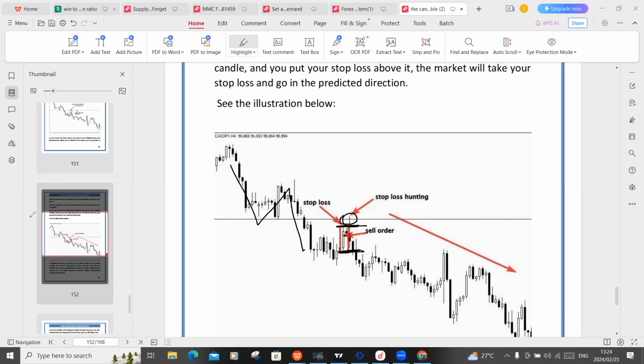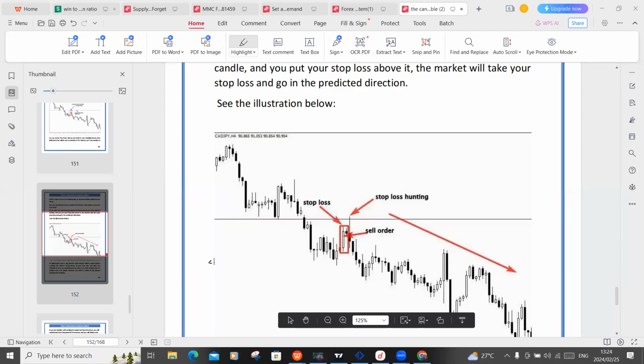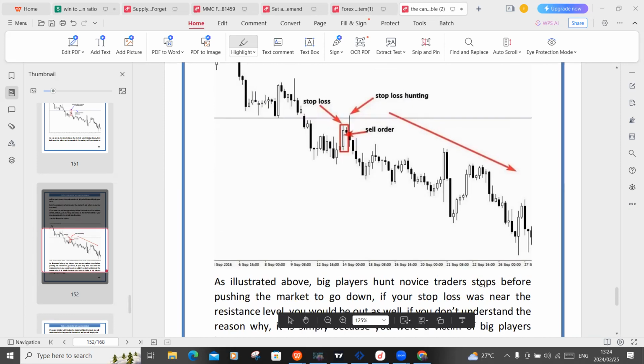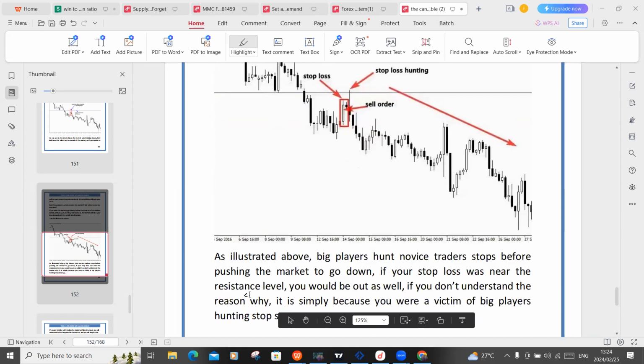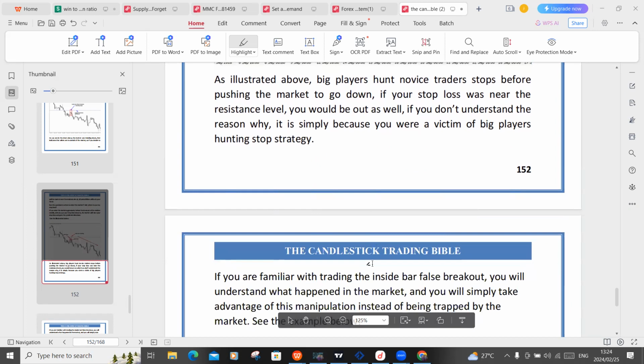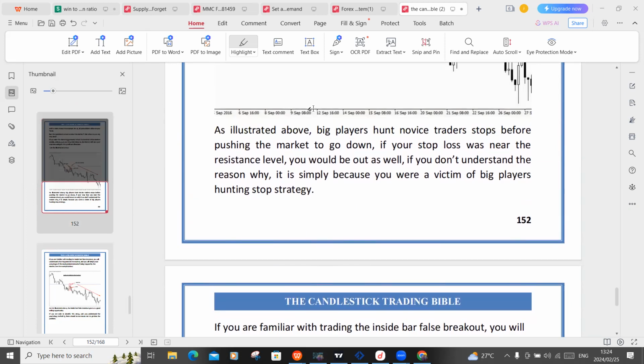So let's see what the author is saying in terms of entry. There are aggressive entries, there are also conservative entries, right? As illustrated above, big players hunt novice traders' stops before pushing the markets to go down. If your stop loss was near the resistance level, you would be out as well. And if you don't understand the reason why, it is simply because you're a victim of the big players' stop hunting strategy. Of course, there are many arguments here, but for the sake of this book, we're just going to go with what's written by the author and support it with charts, and not go into other arguments based on liquidity and the reasons why stop hunts happen.